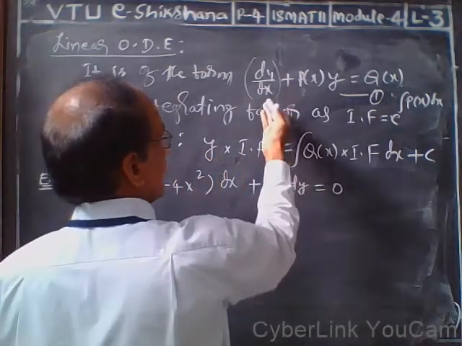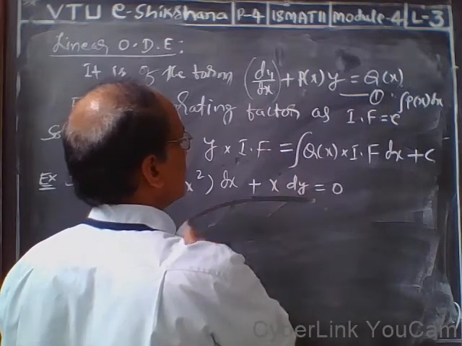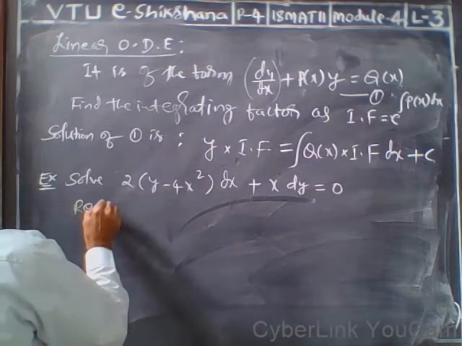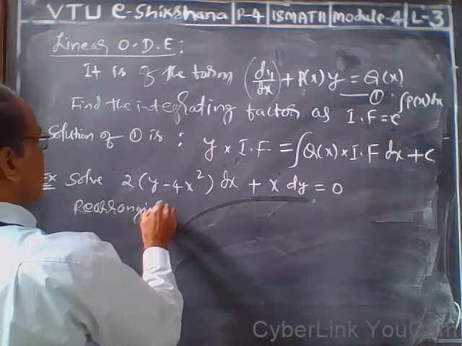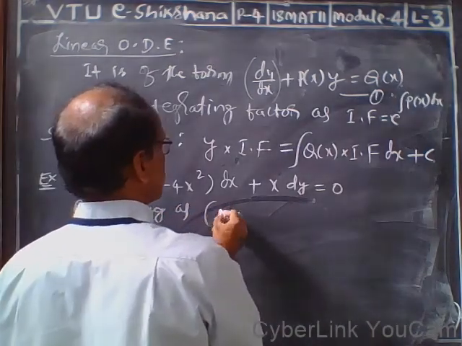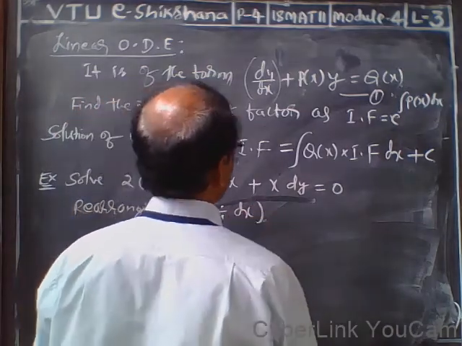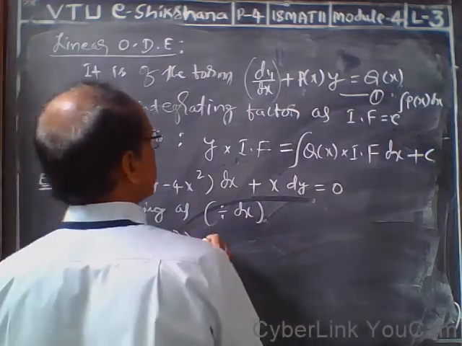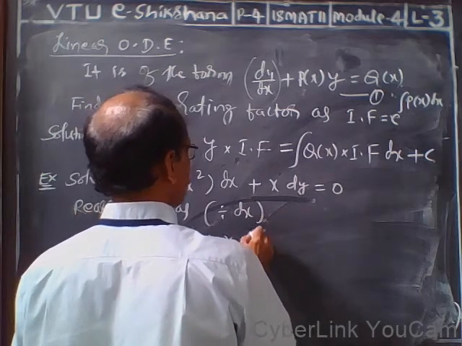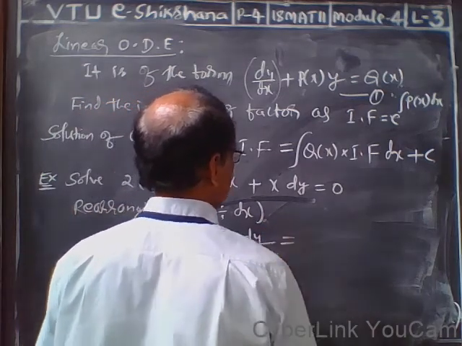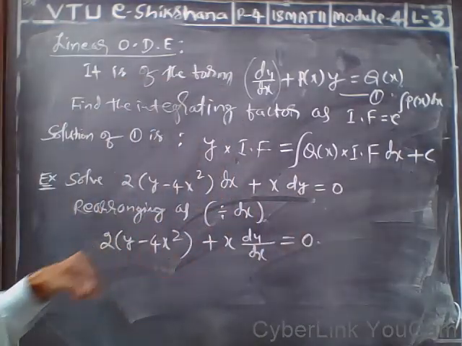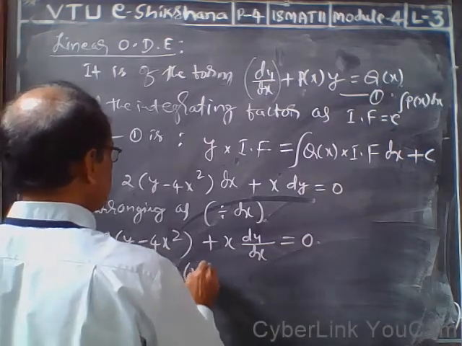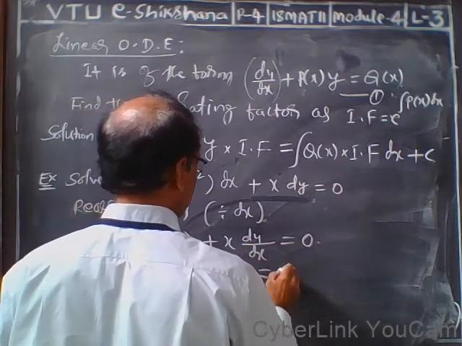It may be in the form of dy by dx, because x into dy is there, and there is no question of y into dy. Then we will rearrange, dividing by dx throughout: (2y minus 4x square) plus x dy by dx equal to 0. So I will write in the reverse order: x dy by dx plus (2y minus 4x square) equal to 0.